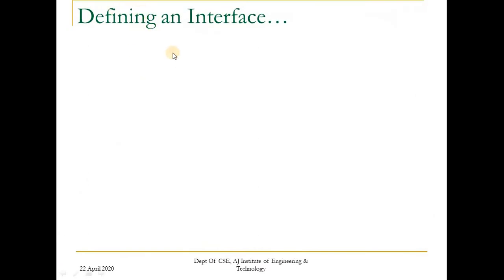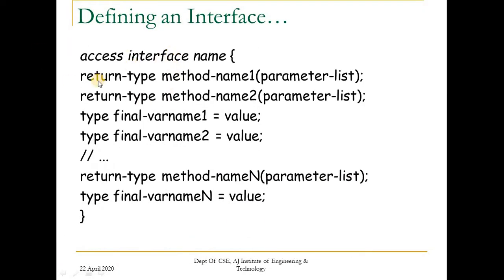Defining an interface. So this is the general form for defining an interface. Okay, access, interface name. Then we provide the method declaration: return type, method name, parameter list ended with a semicolon. This is the method declaration. Okay, as I already told you, we only provide the method declaration within an interface, right?